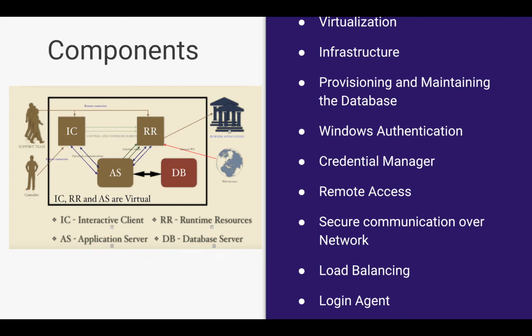So just to go over it once again, the infrastructure diagram is covering all the details already in my last video. The main components which we will learn throughout the course, throughout these videos, are the bullet points that I have listed on the right side. That is virtualization, infrastructure details, then database server provisioning and maintenance, then login agent, load balancing, remote access, then communication over the network, how we can make that communication secure, and Windows authentication. So that is pretty much it for today.